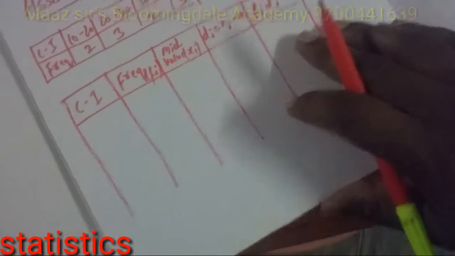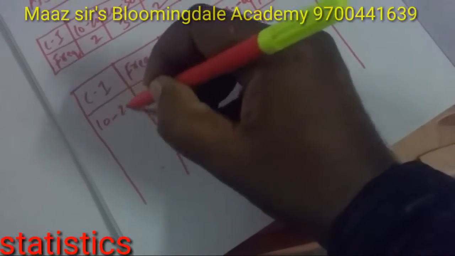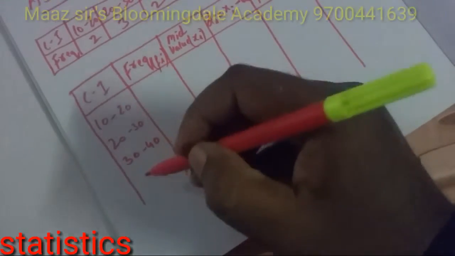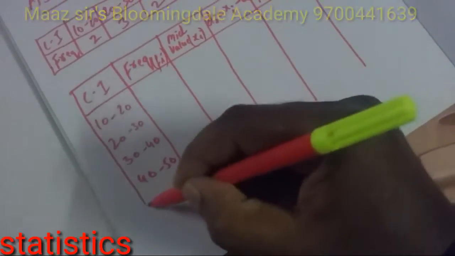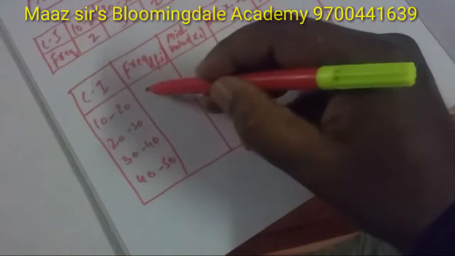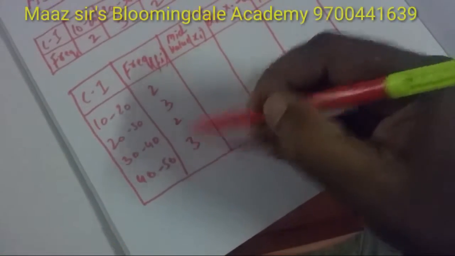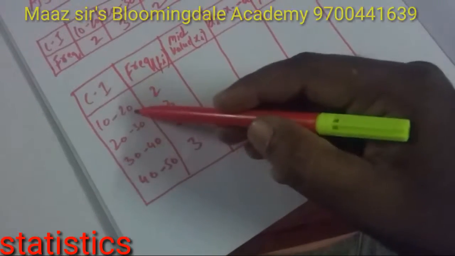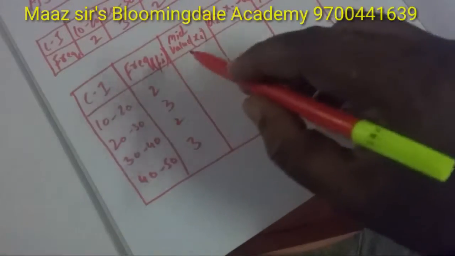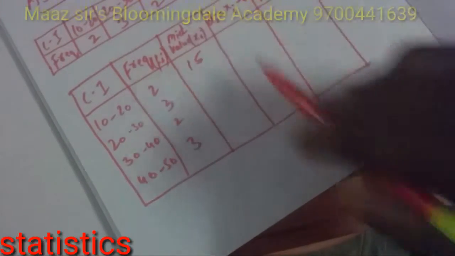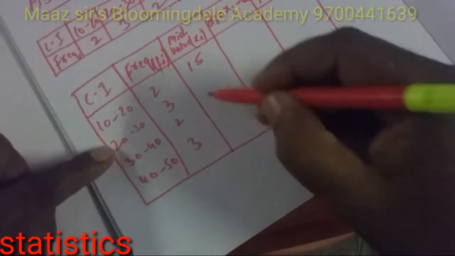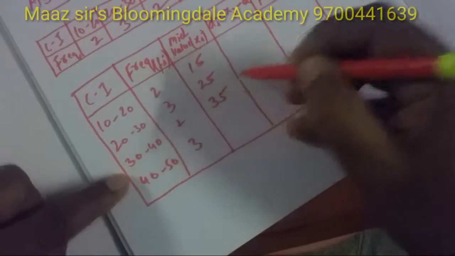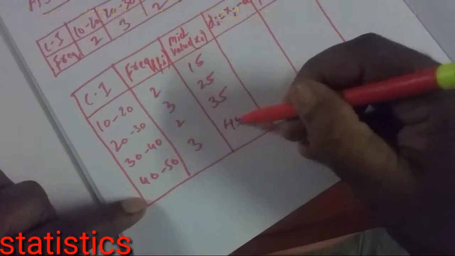The thing is that first of all you have to write the class interval values in the first column, and afterwards frequency. As usual you have to find out the mid value just by adding 10 plus 20, 30, half of 30 is 15. So similarly half of 50 is 25, half of 70 is 35, half of 90 is 45.